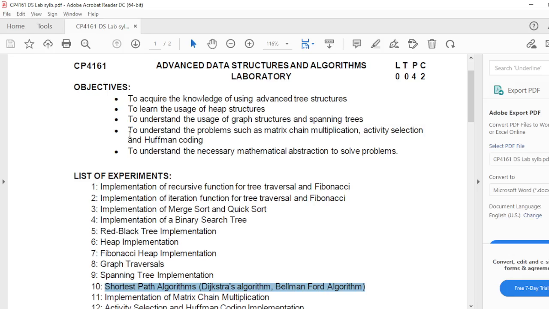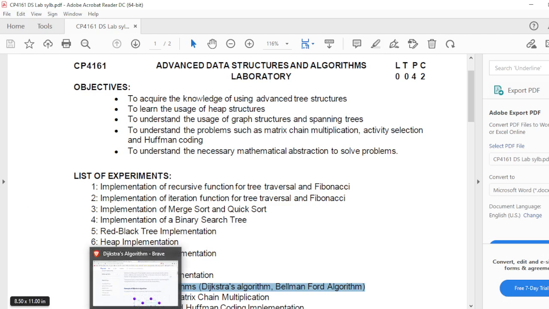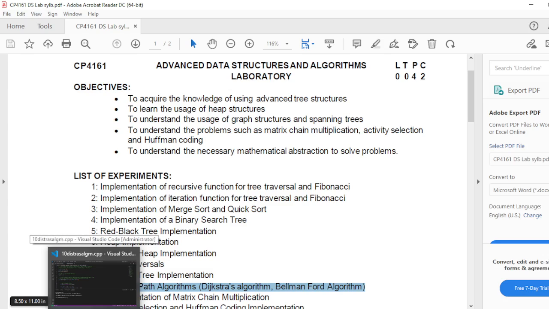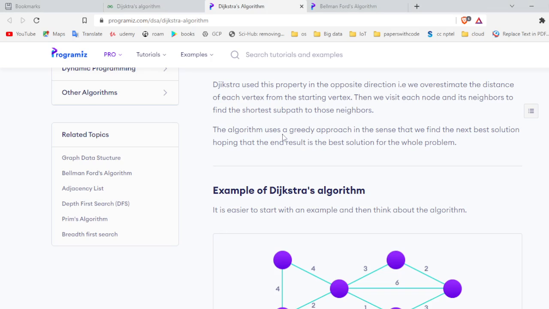In this tutorial, we are going to see about the shortest path algorithms, Dijkstra and Bellman-Ford algorithm. So, what is shortest path? To identify the shortest path between two vertices is called the shortest path. So, we are using two algorithms. One is Dijkstra's algorithm, another one is Bellman-Ford algorithm.